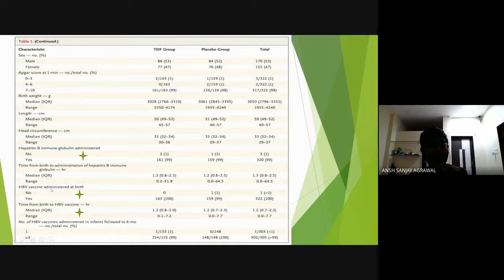One more thing that I would like you to note is the HBV vaccine administered at birth. You'll see that in the no category, there's one in the placebo group, and this was due to post delivery complications where the infant died in a few hours. Another thing you will please note is the time from birth to vaccine. This is very important because it will come up in the discussion section later. If you look at the median value, it's 1.2 hours for both groups. So from birth, within 1.2 hours, the vaccine was given. There's the 0.28 to 2.0 range, so the lowest time was 0.8 and the highest was 2.0.